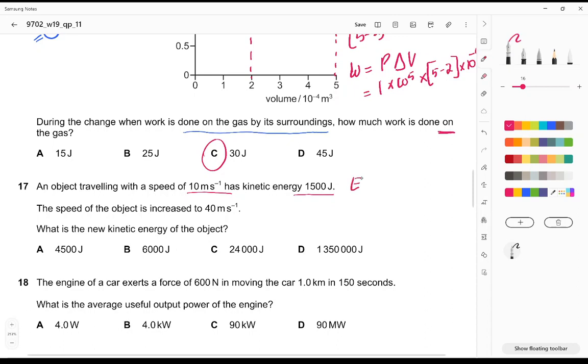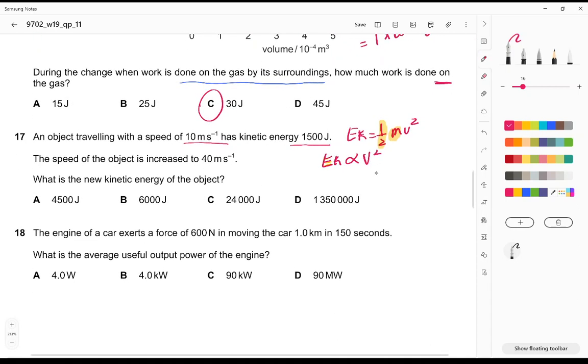We can use this. EK is equal to half mv square. We can easily find the mass from the first part and then substitute it and recalculate it again, or we can use a different method. The different method is that we know this fact: the mass is actually constant. If the mass is constant, this is also a constant. So we can see that EK is directly proportional to V square. We can work this out. This is one way to do it.